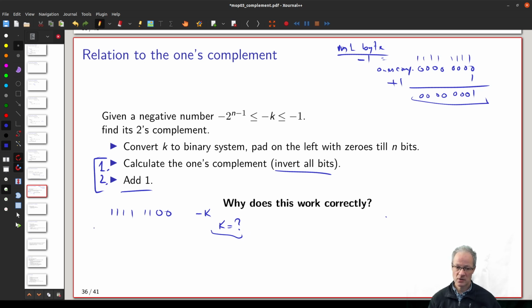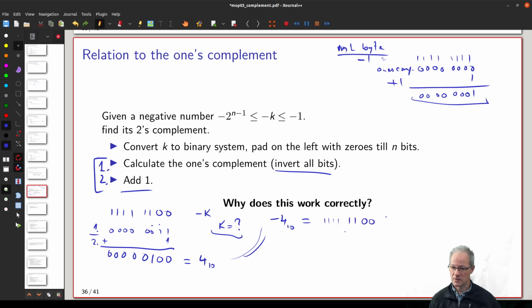According to this algorithm, the first step is to invert this, so that's 0000 0011, and then the second step is to add 1 to it. So 1 plus 1 is 0 with 1 carry, 1 plus 1 is 0 and 1 carry, carry plus 0 is 1, no carries, and all the rest are zeros. So that's the value, which is 4 in decimal. Therefore, this was minus 4 in decimal, the same as 1111 1100. So that's the example of converting.